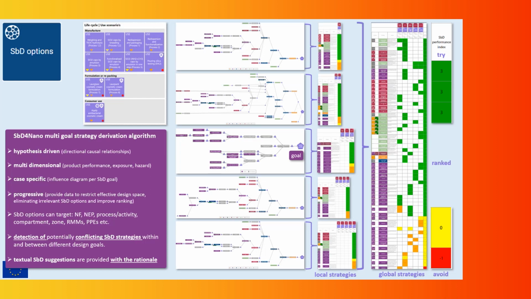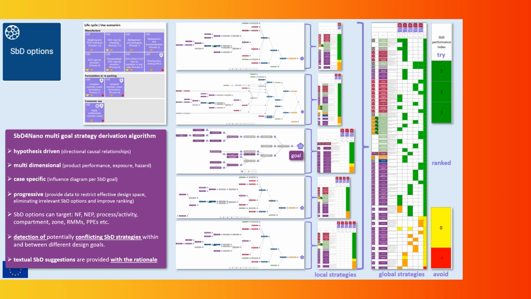One thing which is very important to keep track of is the fact that you can have contradicting strategies. So something which is good for your hazard is bad for performance, or the other way around. It can be also across the life cycle. So something which is good for preventing work exposure could be worse for the environment. And the tool is able to indicate where these conflicts might occur. So that's just to give you an idea how a tool can support end users in providing options for what potentially can be done.